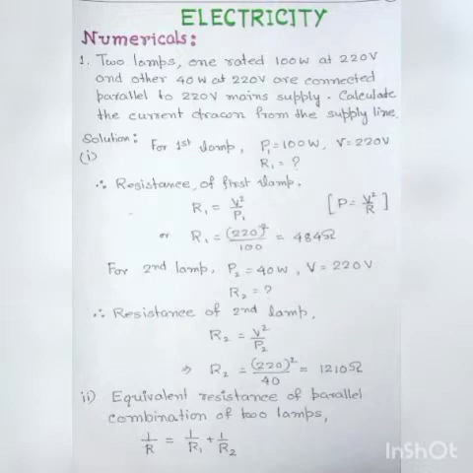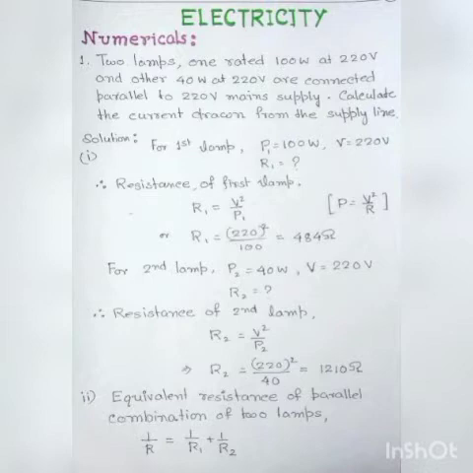Now for the second lamp, power is 40 watt and the potential difference is the same, 220 volt, and resistance R2 equals V square by P2, that is 220 square by 40. So R2 we will get 1210 ohm.